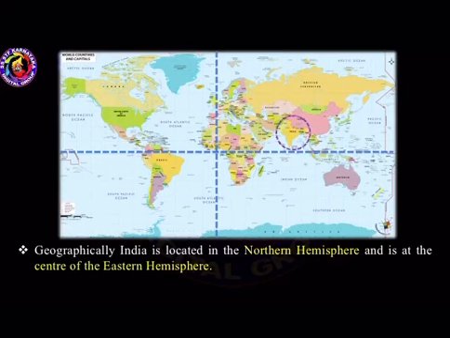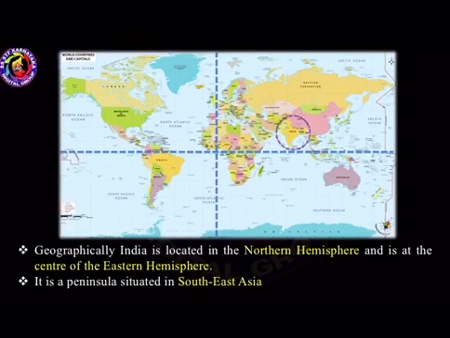The vertical line is nothing but the prime meridian line. Towards the right of the prime meridian line, we have the eastern hemisphere, and towards the west, or the left side, we have the western hemisphere. So, India lies in the eastern hemisphere. India is a peninsula country, and it lies in the southeastern part of Asia. Now, what is a peninsula? A peninsula is nothing but a land surrounded by water on three sides.